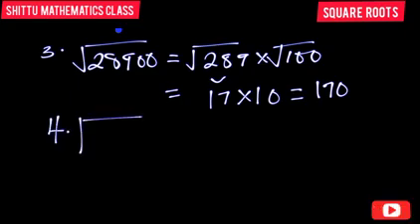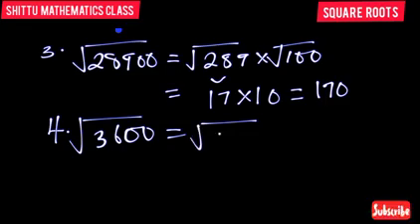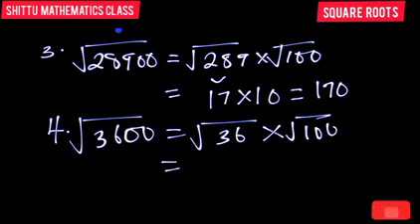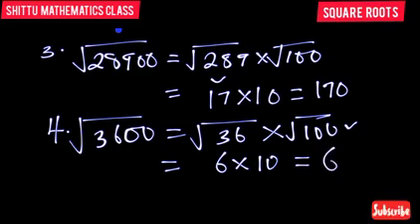So lastly, I'm going to number 4. We have 3,600. So this can be split as 36 and 100 like this. So the square root of 36 is 6, multiplied by the square root of 100, which is 10. So we are going to have 6 times 10 going to give us 60. Therefore the square root of 3,600 is 60. And that is the end of today's tutorial.